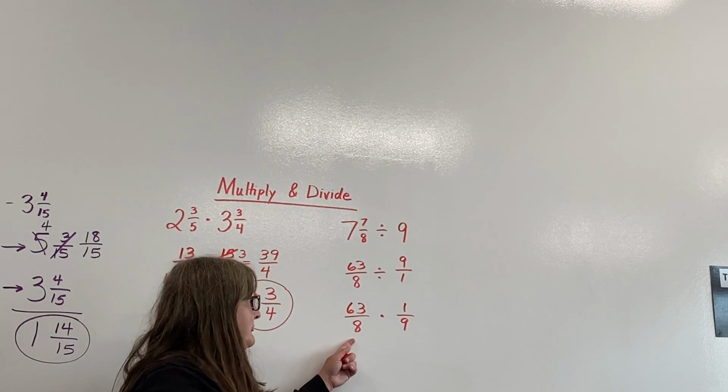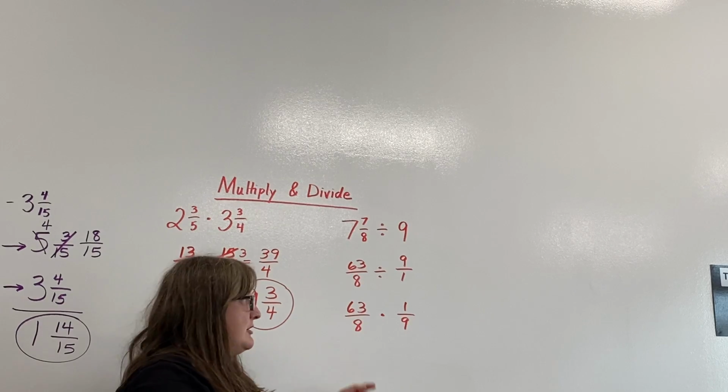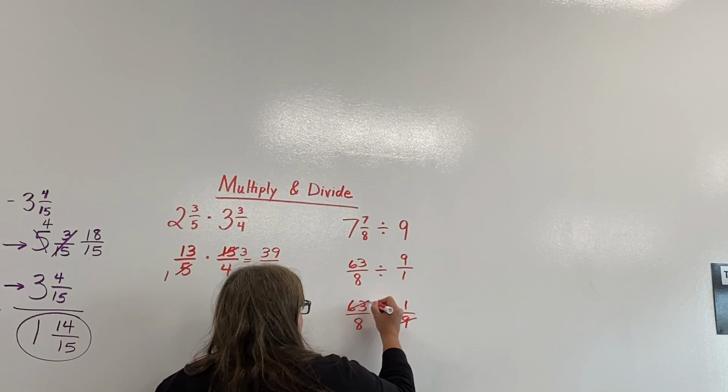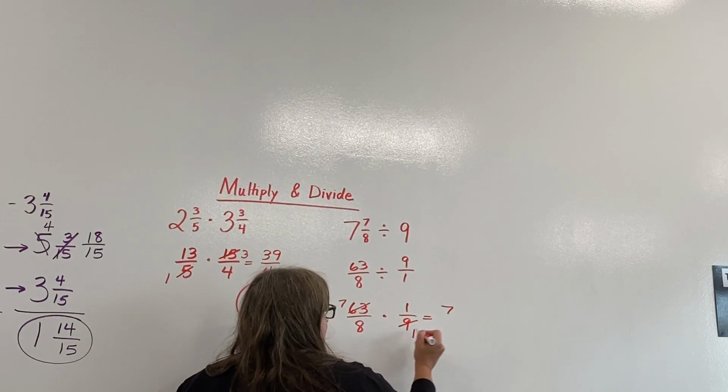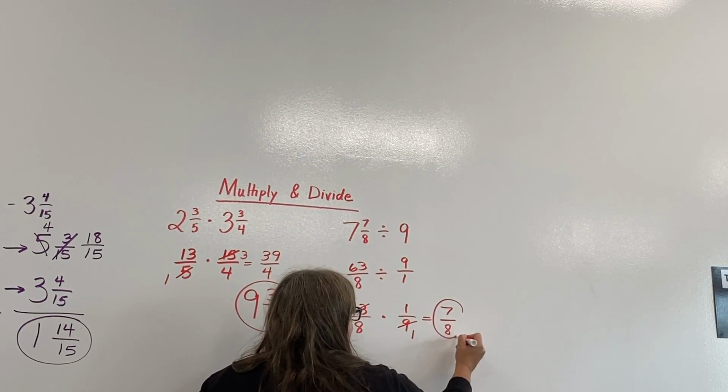Once I have this in the multiplication form, I can see if there's any cross-reducing. Both of these can be divided by 9. 7 times 1 is 7. 8 times 1 is 8. So my answer is 7/8.